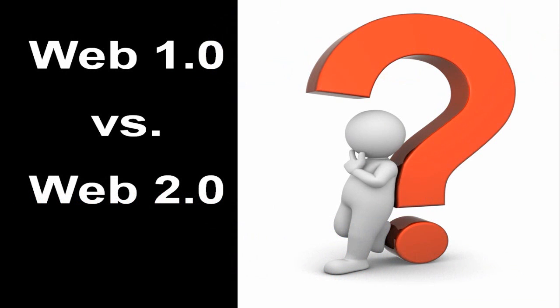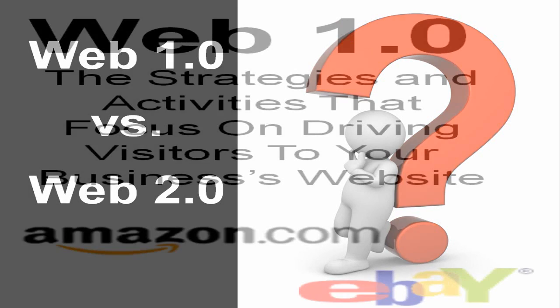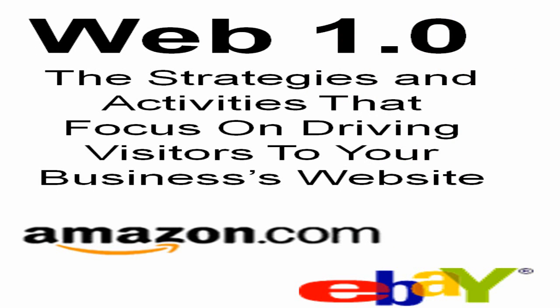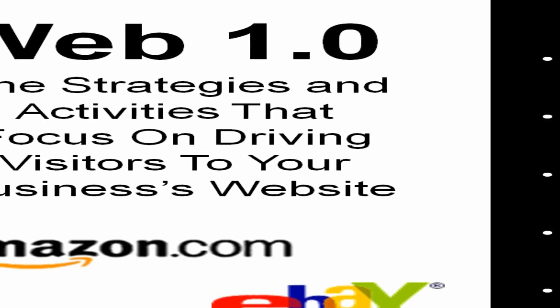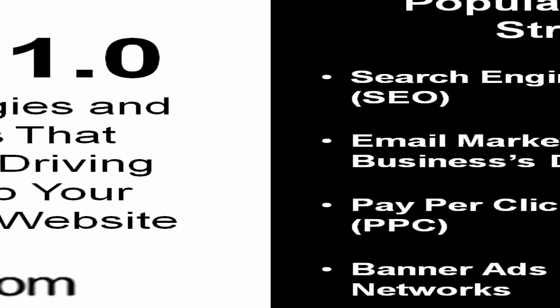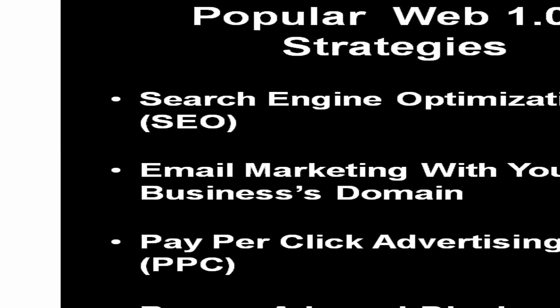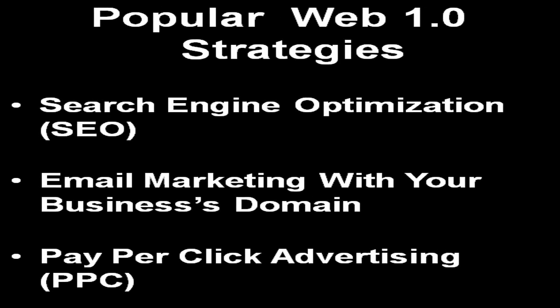Now that we have answered the digital marketing question, we need to address the differences between Web 1.0 and 2.0. Web 1.0 marketing are the strategies and activities that focus on driving people to your business's website. There are many successful examples of companies built on 1.0 strategies, two of the most recognized being Amazon and eBay. Examples of some of the most popular strategies are SEM, or search engine marketing, SEO, search engine optimization.